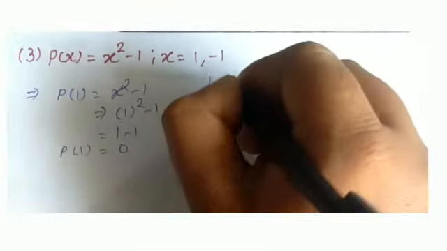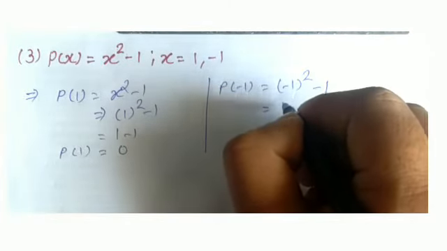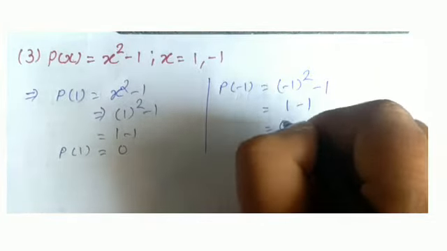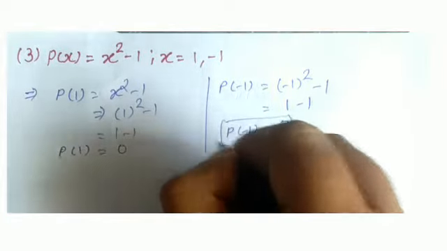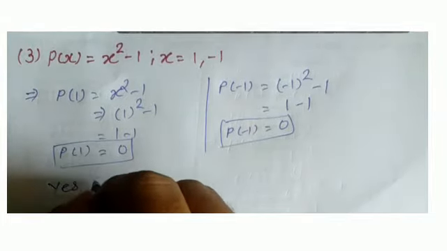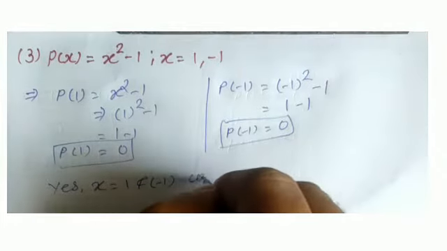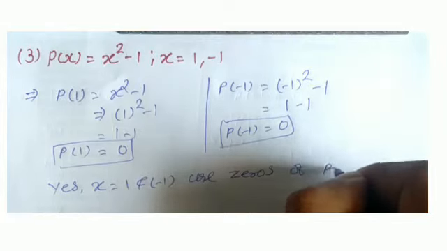Now let us verify P of minus 1 equal to minus 1 square minus 1. And what is the square of minus 1? Minus minus plus. So you can write 1 minus 1, and 1 minus 1 is equal to 0. So P of minus 1 is also 0. So we can say that yes, x equal to 1 and minus 1 are zeros of the polynomial.